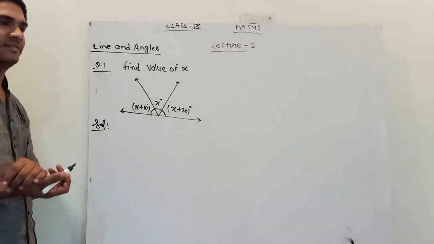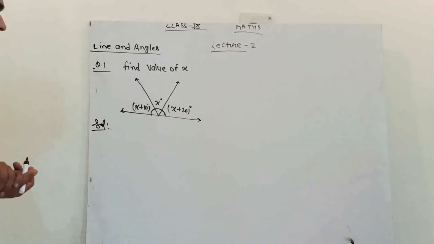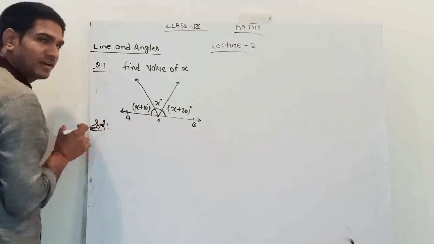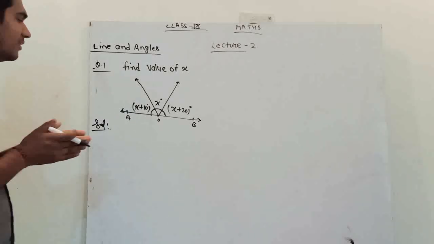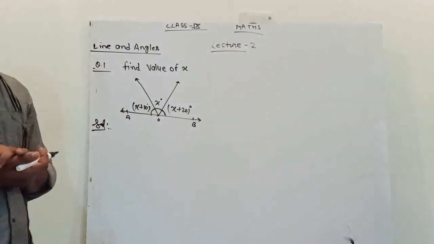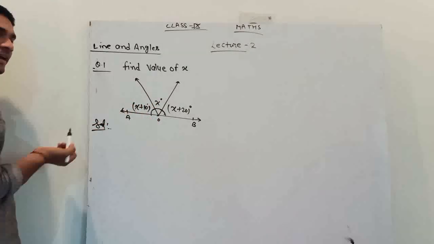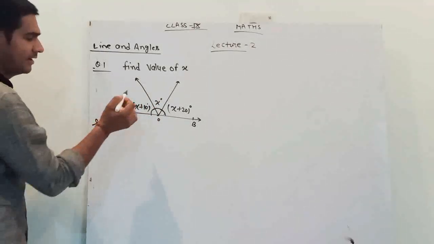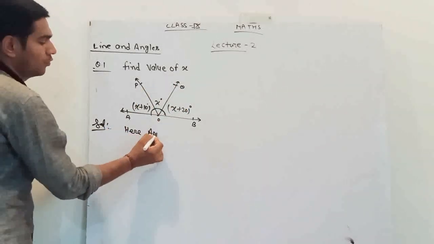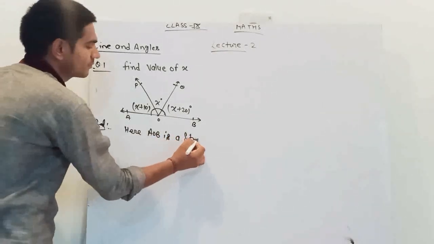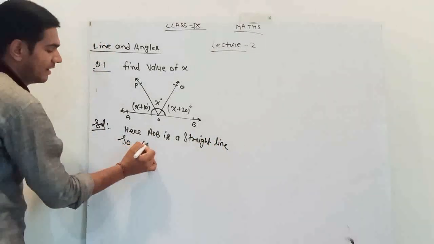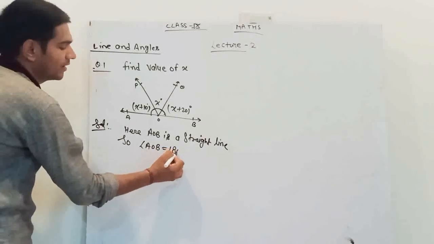Find the value of x. So students, how will we find the value of x here? We give the name AOB. Here AOB is a straight line or not? Straight line. So we already discussed that the sum of all angles forming on a straight line is equal to 180 degrees. So here the sum of all three angles is equal to 180. Give the names P and Q. So here AOB is a straight line, so angle AOB is equal to 180 degrees.